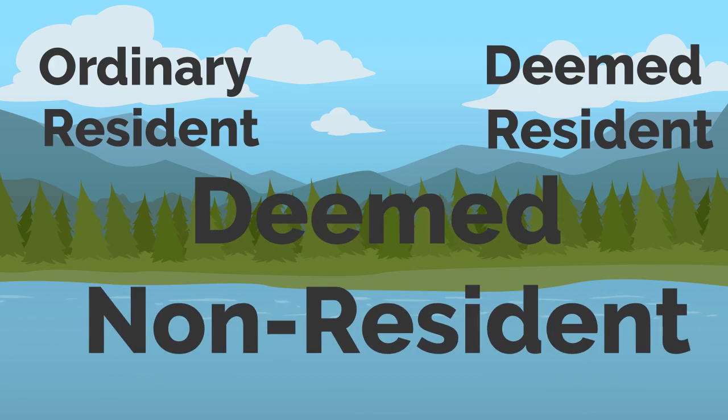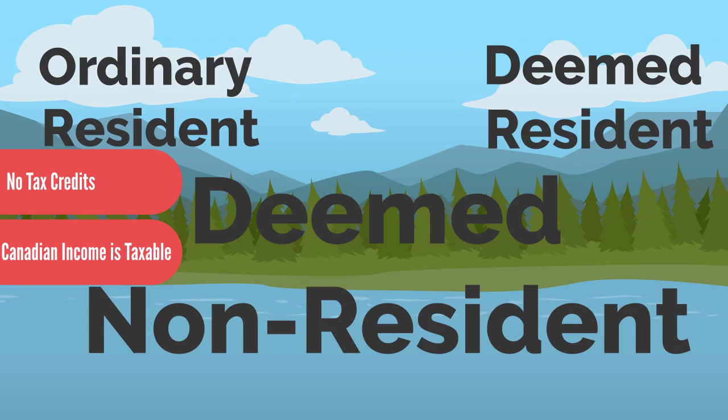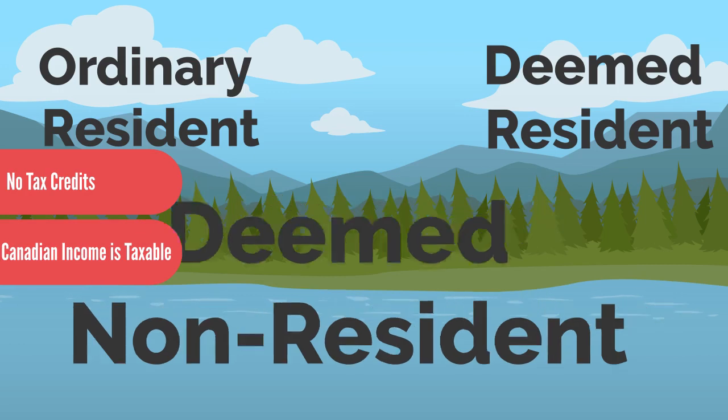A deemed non-resident is someone who has residential ties in Canada as well as another country. Or if you come to Canada and stay for 183 days and the country you came from has a tax treaty with Canada, you're also considered a deemed non-resident. If you're considered a deemed non-resident, you're not eligible for credits and you are required to declare Canadian income.